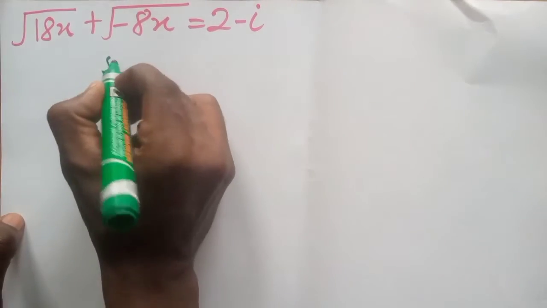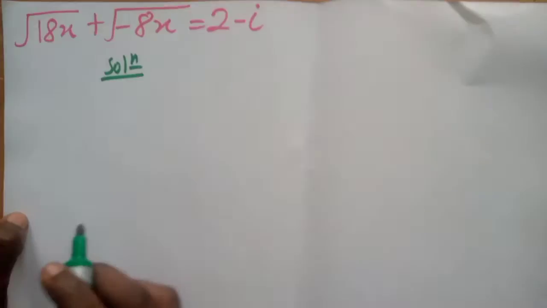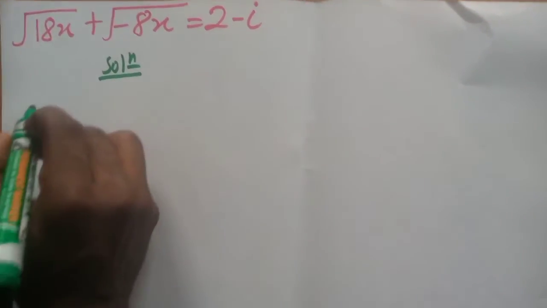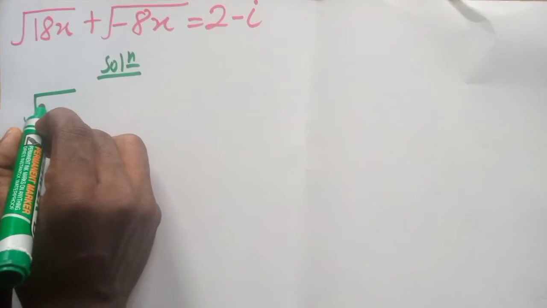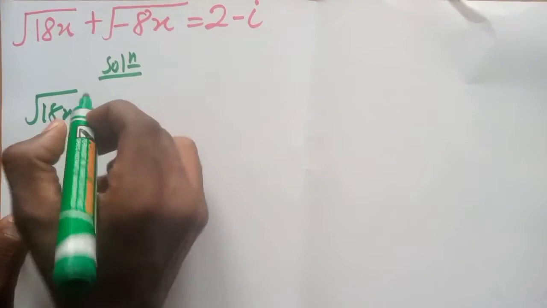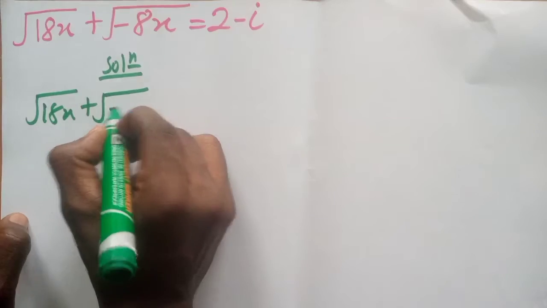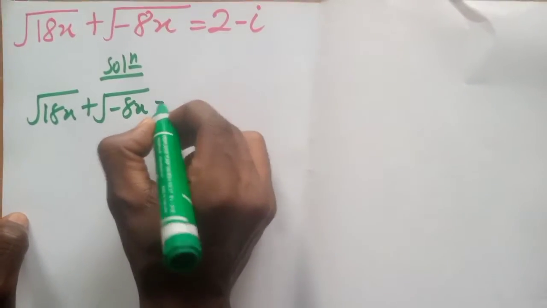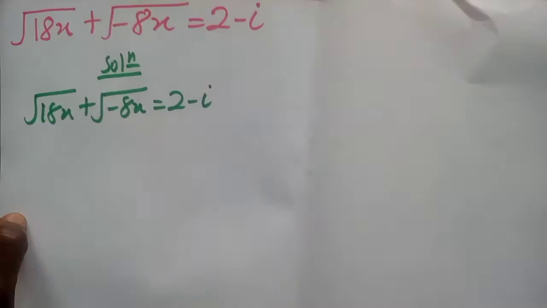I'm going to use a very simple method in doing this. The question says that we have the square root of 18x plus the square root of minus 8x being equal to 2 minus i in this case. Now this is what we have.